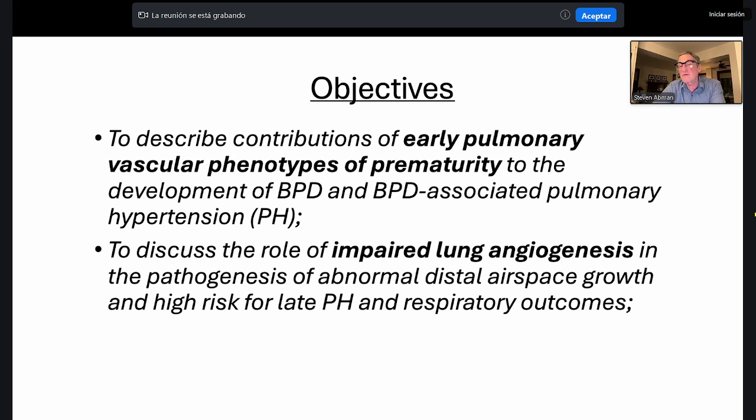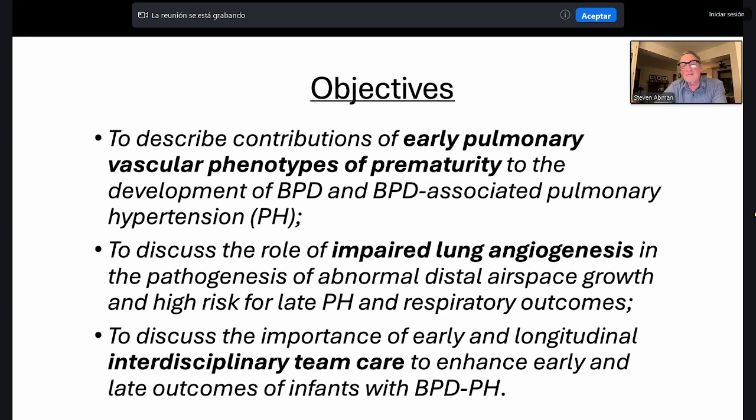I'll also discuss the role of impaired lung vascular growth, or angiogenesis, and how not only does it set the stage for developing late pulmonary hypertension, but it also disrupts distal airspace growth. We call this hypoalveolarization or lung simplification. That also affects respiratory outcomes aside from the cardiovascular issues. So the lung circulation is far more interesting than I ever imagined, and plays a role both in the pathophysiology of disease and in the pathogenesis of some of the respiratory components that we see in infants with severe BPD.